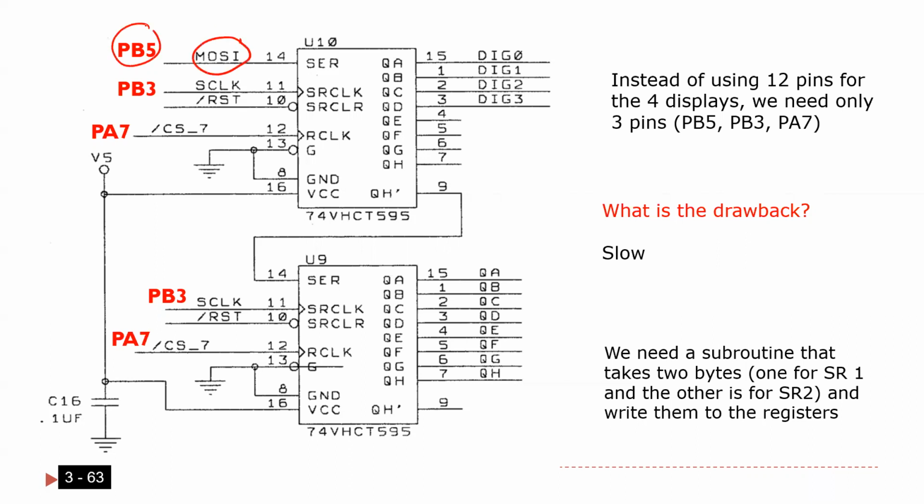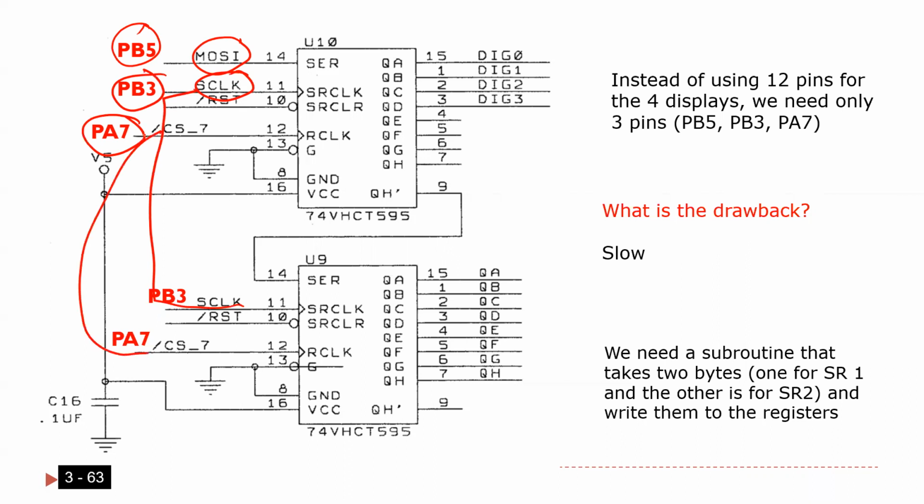So here, I'm going to use this pin, this is PB5. I'm going to use this one here, this is PB3. I'm going to use this one here, this is PA7. That's it. And this is also the same, so this is actually connected to this one, and this one is actually connected to this one.